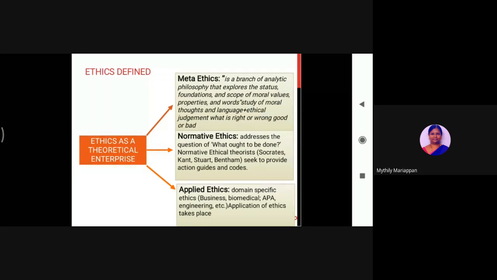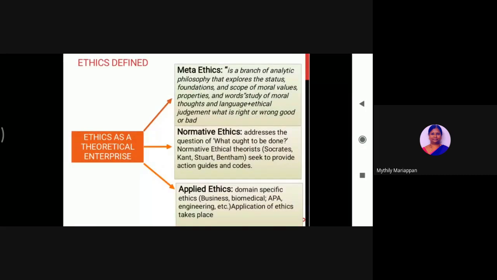Now, when we talk about ethics, we are talking about three kinds of ethics. It talks about meta ethics, normative ethics, and applied ethics. When we're talking about meta ethics, it's more related with ethical judgment. We are trying to study the moral thoughts and the moral language of the people, or the area where you want to do your research. It actually talks about morality. Now, morality is something which we actually do. The action that we are doing is known as morality.